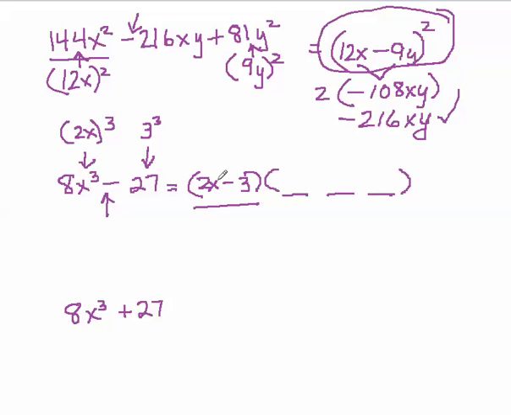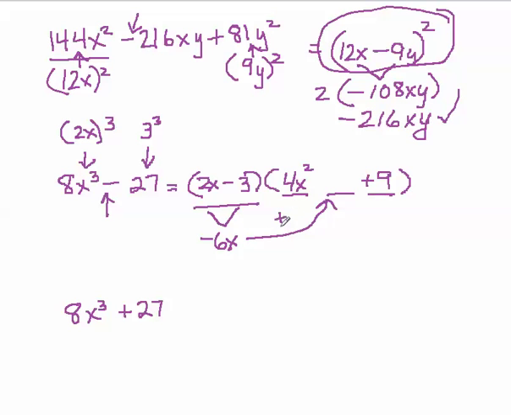Take the 2x, square it, and that's the first term, 4x squared. Take the negative 3, square it, and that's the last term, 9. And then go back and do the middle term. I always save that for last. Multiply the 2 and the 3 and you get negative 6x. And change the sign.